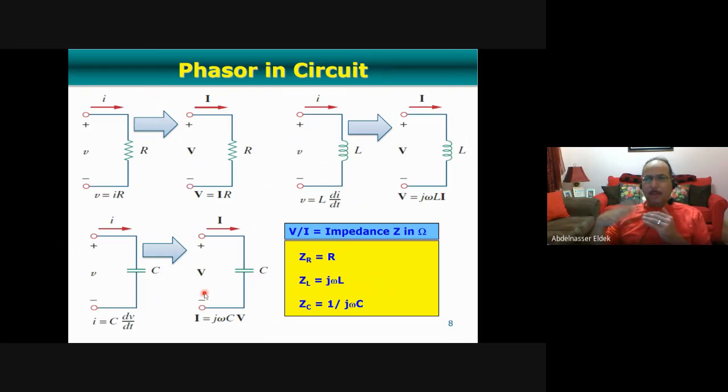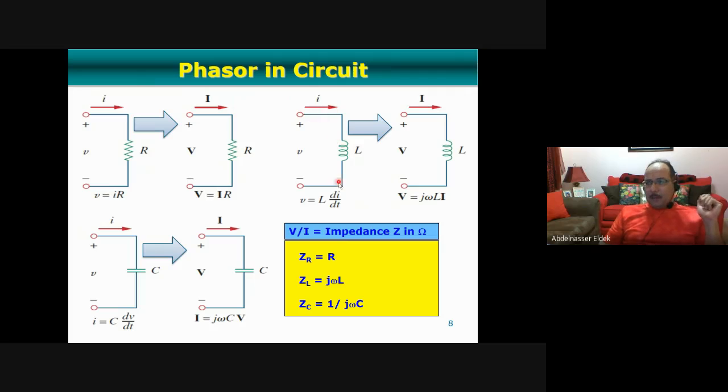So again, if you want to convert components, resistor, capacitor, inductor, from time domain to phasor domain, for R there's no difference. V equal I times R. In phasor domain, it is capital V equal capital I times R. There's no difference because it doesn't have any complex numbers. It doesn't have any integration or differentiation.